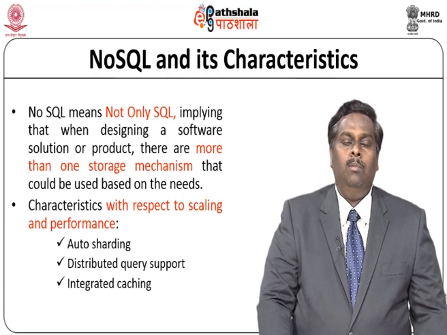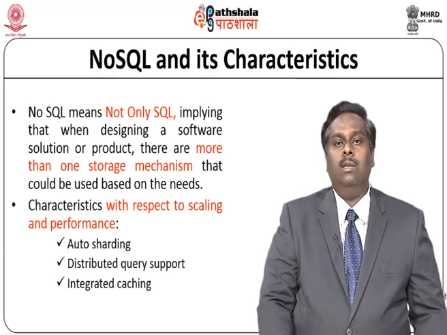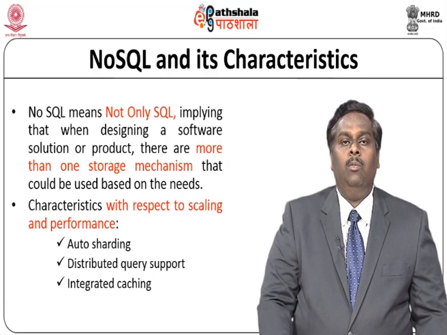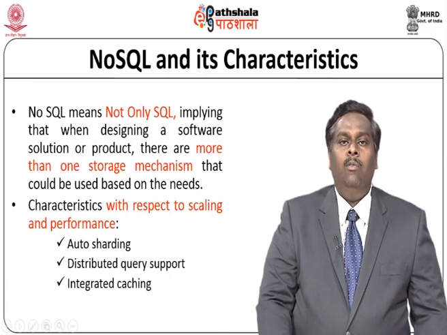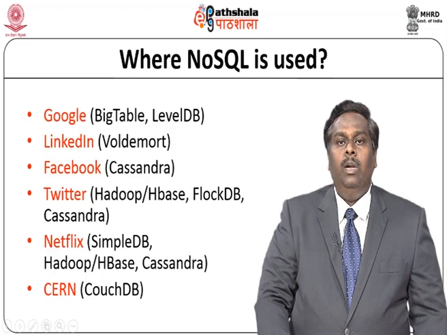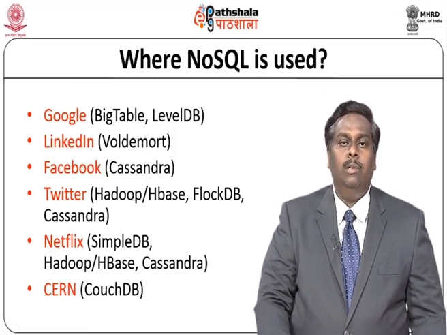Then the third but very important characteristic is integrated caching. Integrated caching is essential for fast access of data, and hence it makes the data available very quickly, and auto sharding and distributed query support make the data available at any point of time. So, with these types of characteristics, now it becomes easy for us to handle any type of data in any region. Now, let us understand where NoSQL is being used. NoSQL is currently being used in various scenarios.